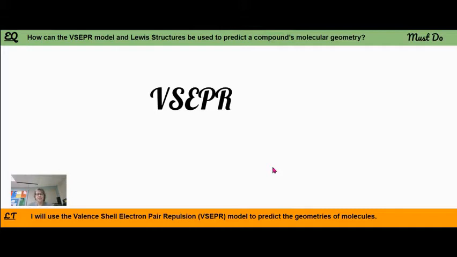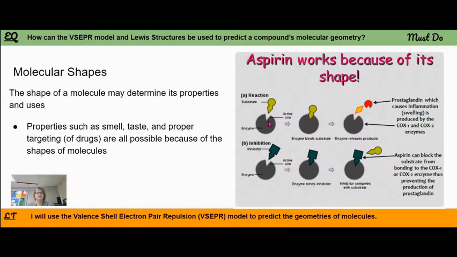So, the last thing that we need to learn in this unit is how molecules are shaped. And so, how can the VSEPR model and Lewis structures be used to predict a compound's molecular geometry, where geometry in this case means its shape? I will use the valence shell electron pair repulsion, that's VSEPR, model to predict the geometries of molecules.